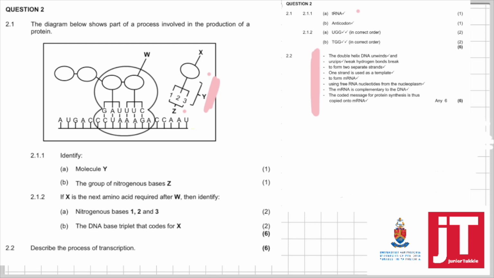The double helix DNA unwinds. The weak hydrogen bonds break to form two separate strands. One strand is used as a template to form the mRNA, using free RNA nucleotides from the nucleoplasm. The mRNA is complementary to the DNA. The coded message for protein synthesis is thus copied into the mRNA. And that is the process of transcription. Transcription is when the message from the DNA is transcribed or copied to make the mRNA.